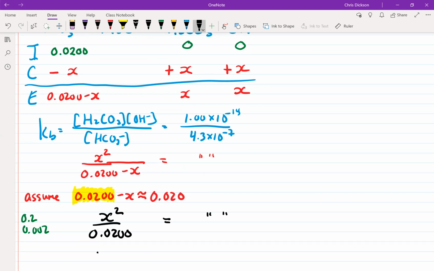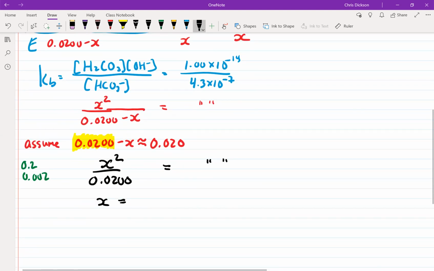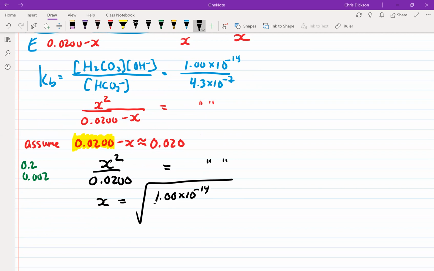So I'm going to isolate for X here. So square root of 1.00 times 10 to the minus 14 divided by 4.3 times 10 to the minus 7, and I need to multiply that by the concentration of 0.0200. Okay. And now I need my big fancy calculator with giant buttons. So 1 times 10 to the minus 14 divided by 4.3 times 10 to the minus 7 times 0.02, and then I just got to square root that number.